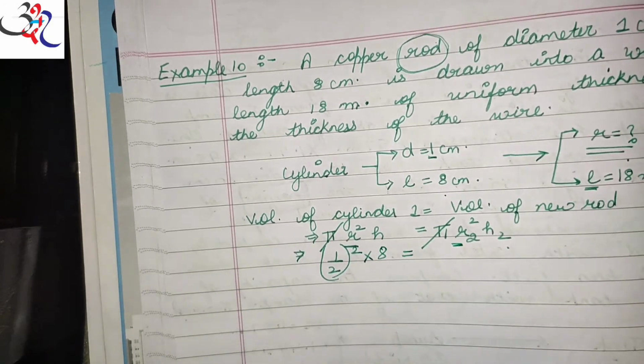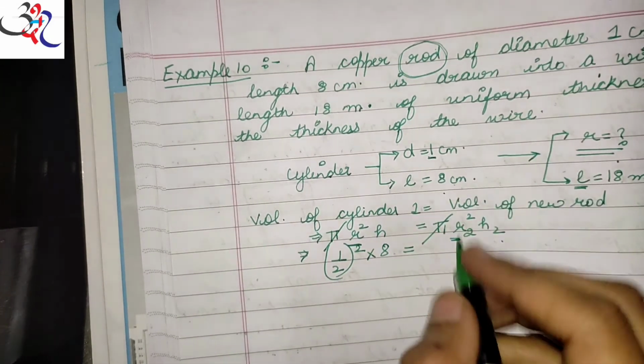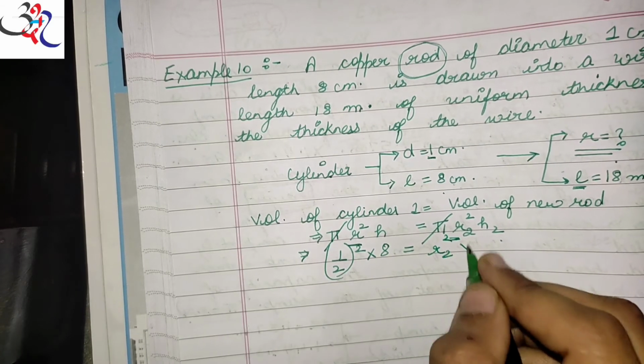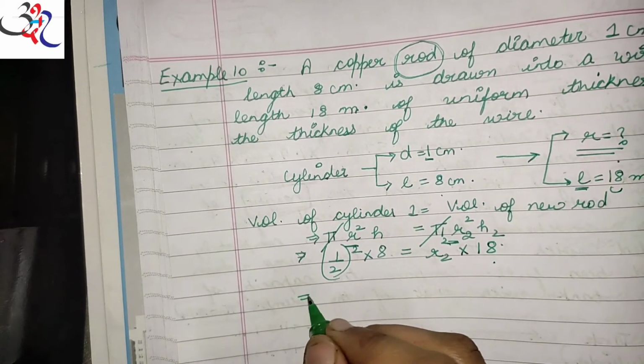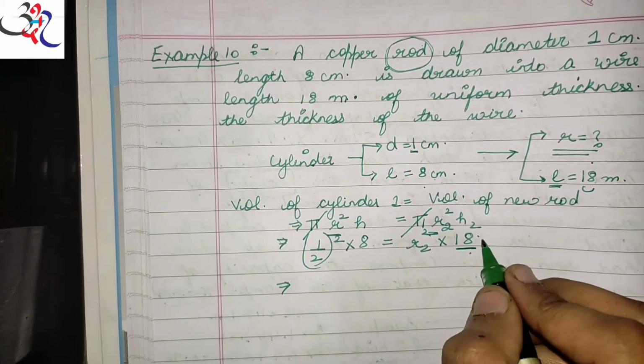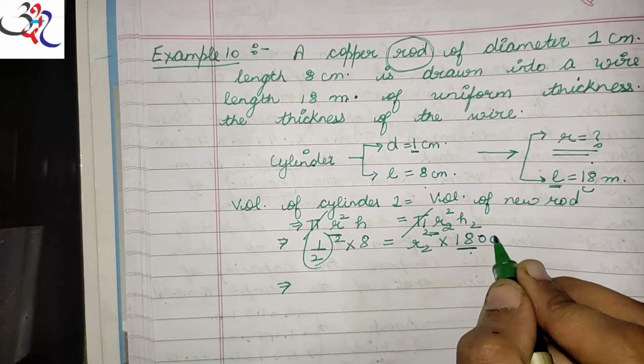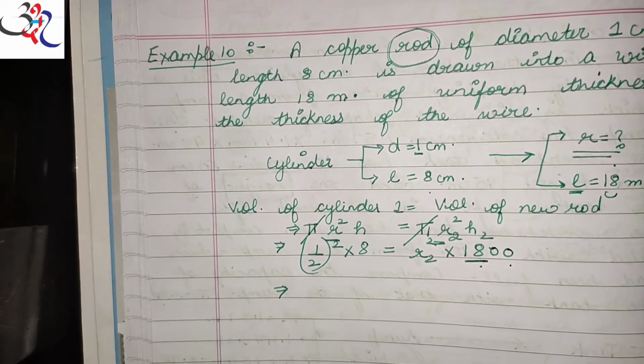This is equal to R2. We have to find out R2 square into H, where H is my 18. 18 is in meters, so we will use this value in centimeters.